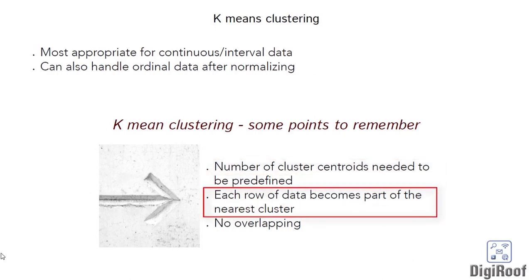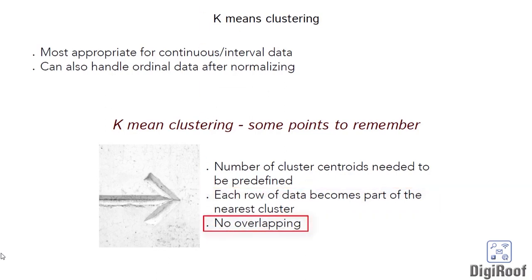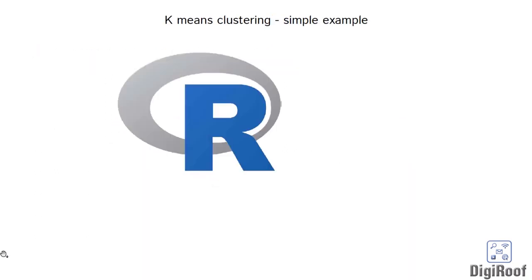Second thing to remember is that each row in the data is assigned to the cluster or centroid that is near to the row. Third feature is that one row of data would only become part of a single cluster. Let's understand k-means clustering using a simple example. We will move to R for this.